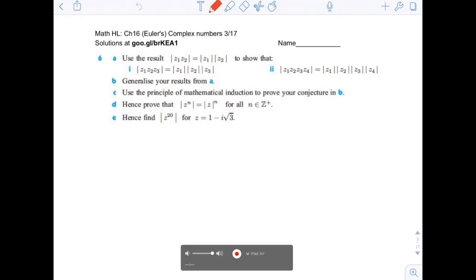Page 3 of MHL, Chapter 16, Complex Numbers. Number 6. Use the result to show that this is equal to this.